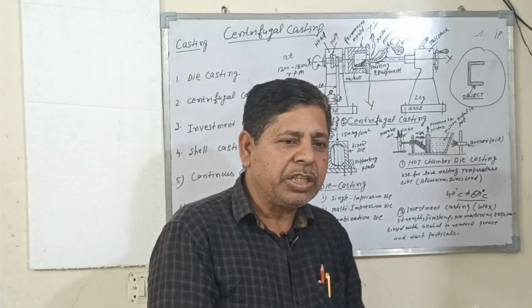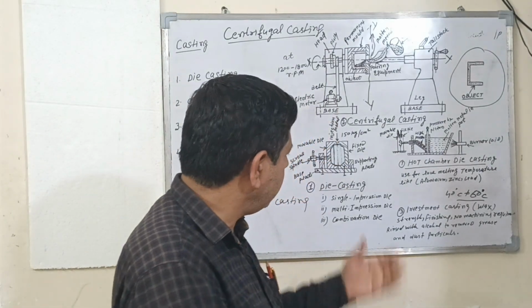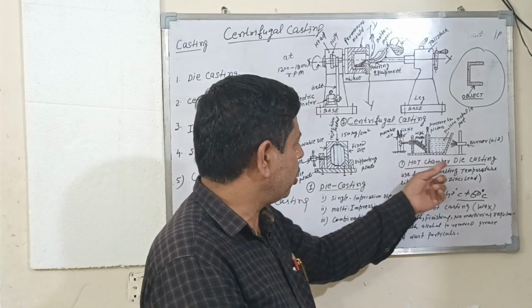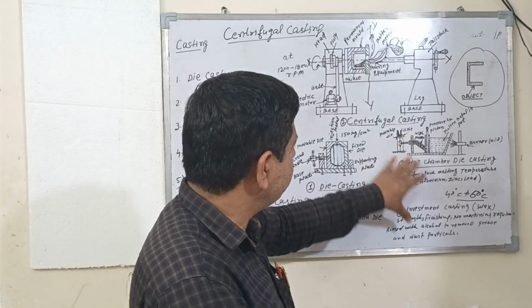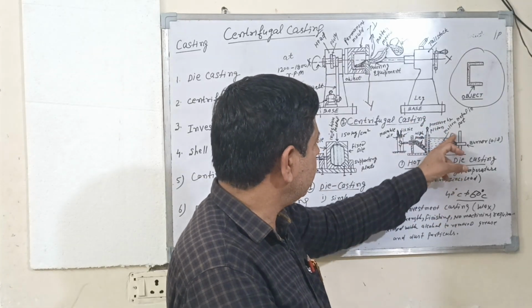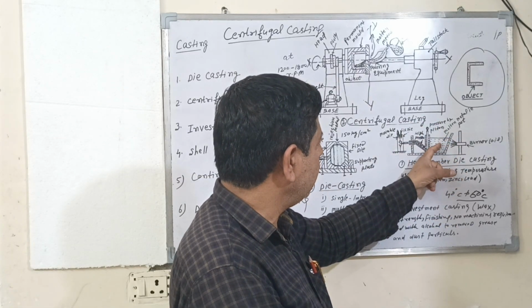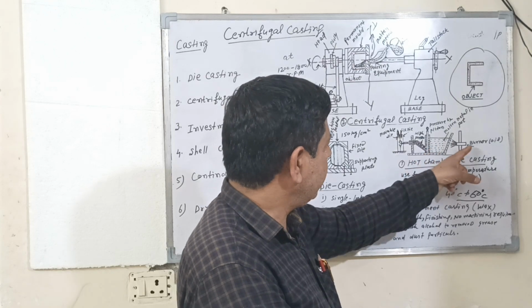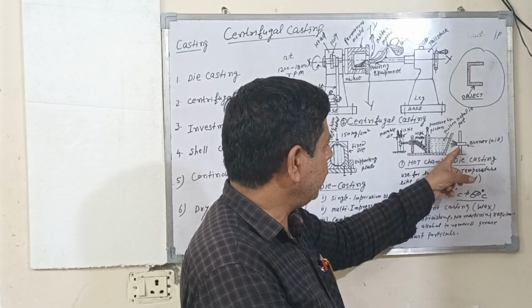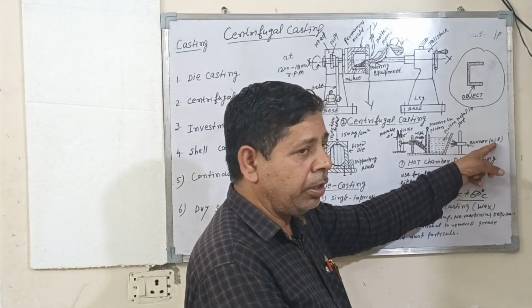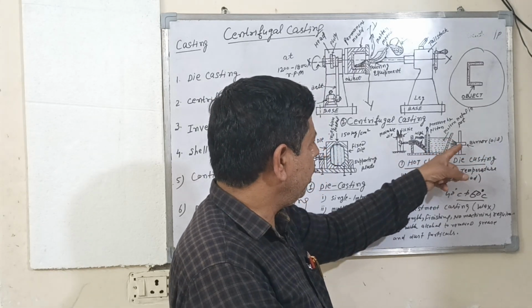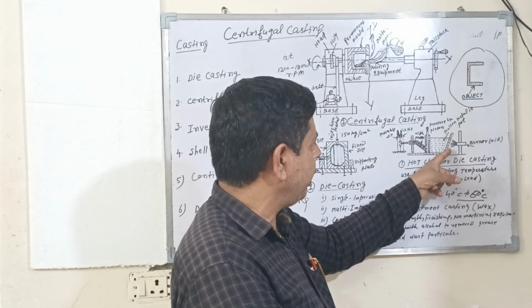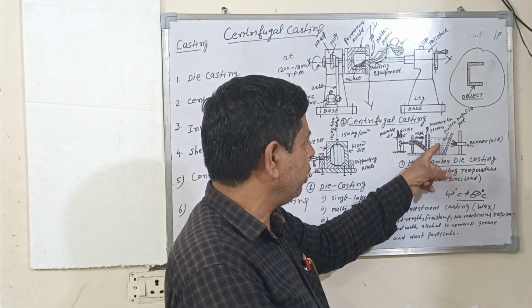So die casting can be carried out in two types. There is hot chamber die casting and cold chamber die casting. You can see this figure. This is a pot. This is the molten metal. And this is a burner. The burner is used with oil for burning. The main function of this burner is to maintain the temperature of the molten metal.